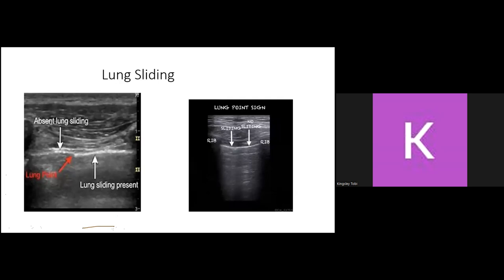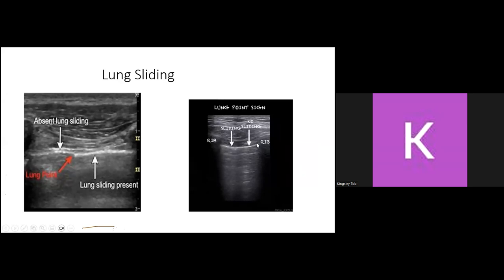All right, another very important sign is lung sliding. You need to look for lung sliding. The presence of lung sliding shows a normal lung. And what does lung sliding mean? It is the shimmering movement you see, if you put your probe there, of the lung over the pleura. It represents the friction between the lung surface and the pleural surface.